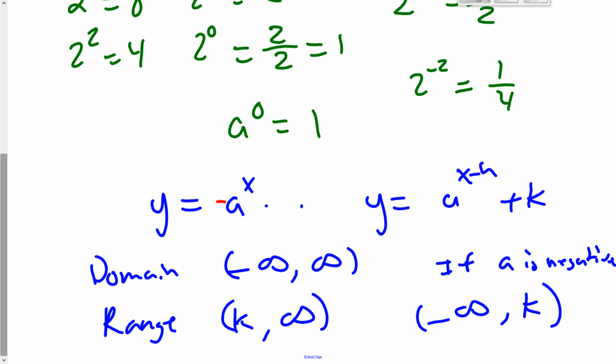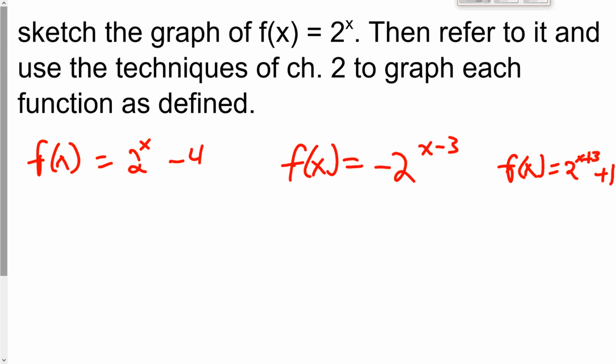So like that. Okay, so let's go ahead and do some examples here of graphing and labeling the domain and the range.